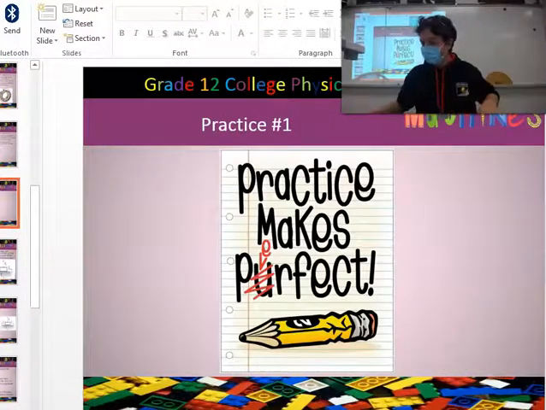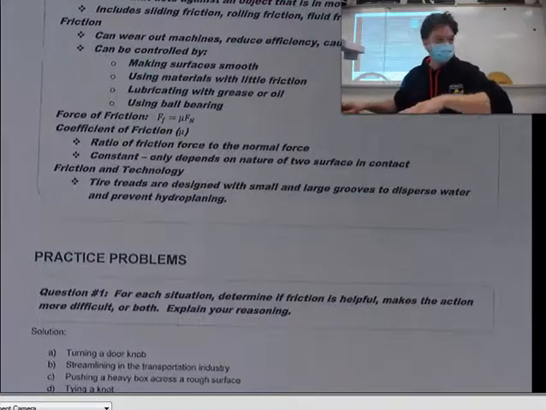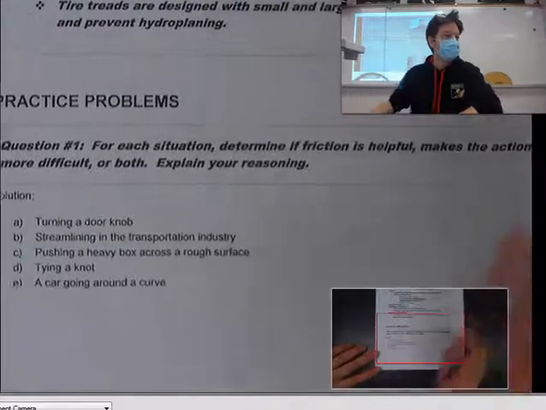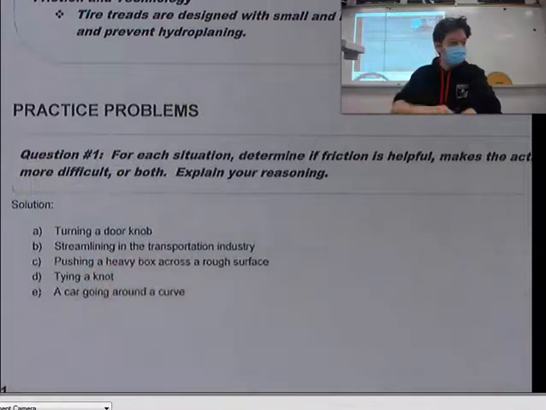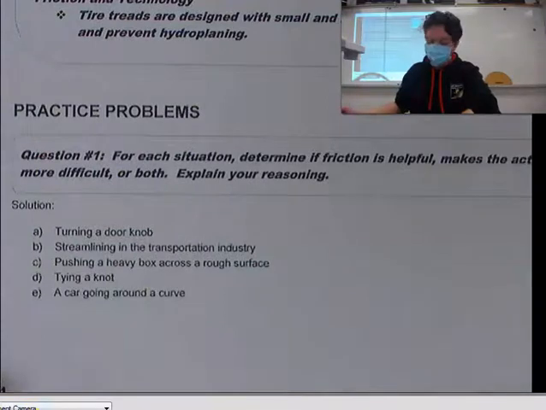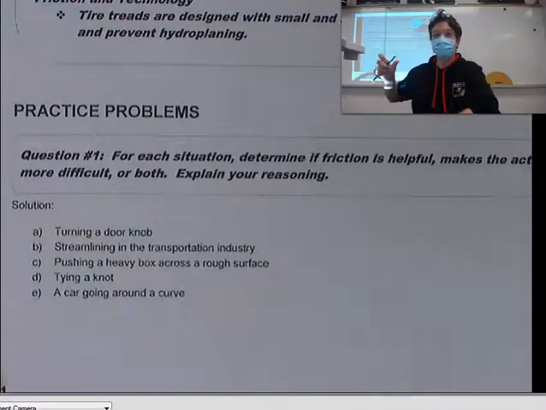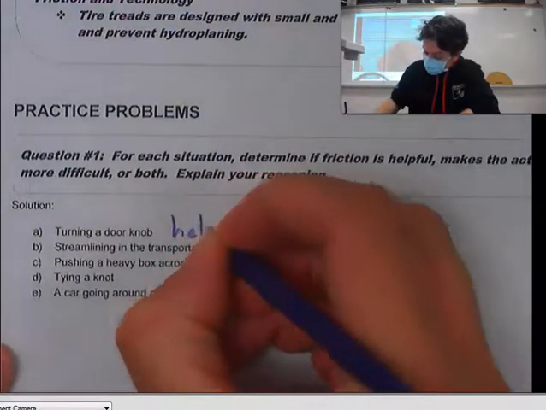Let's try a practice problem, see if we can figure out when we want friction and when we don't want friction. So here's some questions, some examples. We're going to say when friction is helpful or when it's not helpful. So turning a doorknob. A lot of people assume you don't want friction, so it's easier to turn, but without friction, you wouldn't have any grip. So it would be impossible to turn. So in this case, friction is helpful.